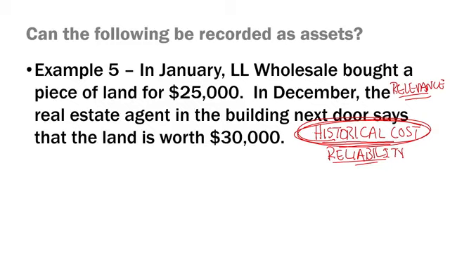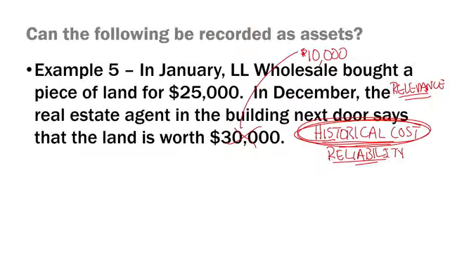Historical cost, relevance, and reliability, extremely important. Now, what if I had told you that in December the real estate agent in the building next door said, you might want to look into this land because it's not worth $30,000. We've had a real estate crisis. And the real estate agent says, I think the value of that thing is probably down around $10,000, and the market itself is not expected to return for a very, very, very long time, perhaps decades.